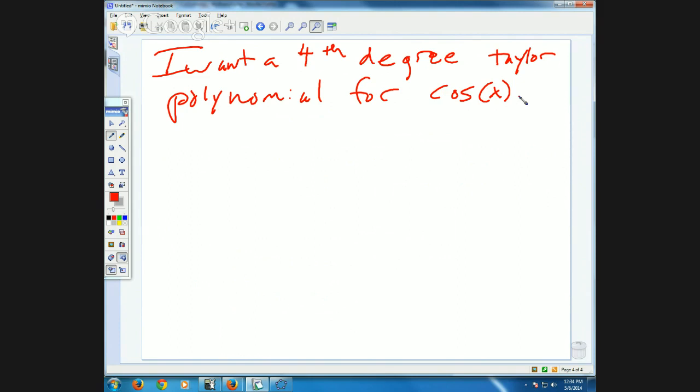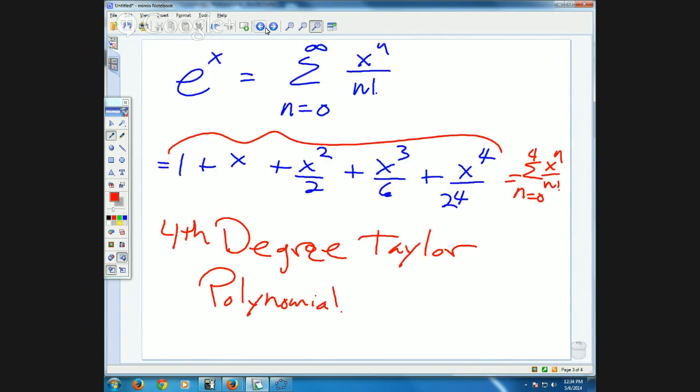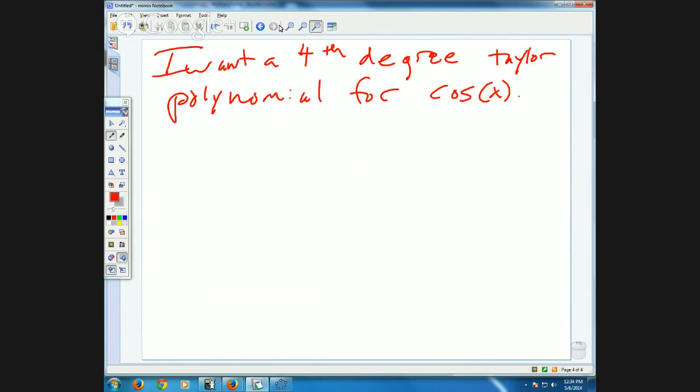Okay. Now, what was our center for e to the x? Can anyone tell me? What's the center of this power function or this power series? Yes, say it again, Courtney. Yeah, the center is 0. Yeah, c equals 0. Okay, so we're going to stick with the cosine with center 0.